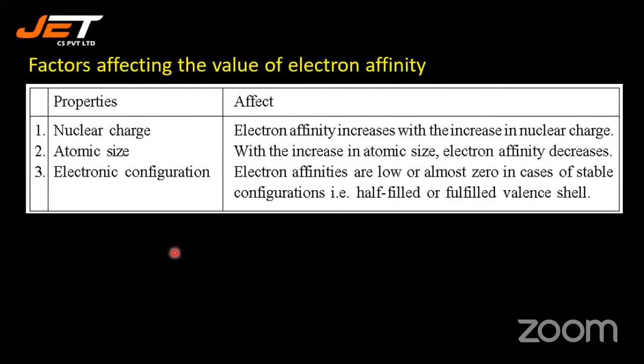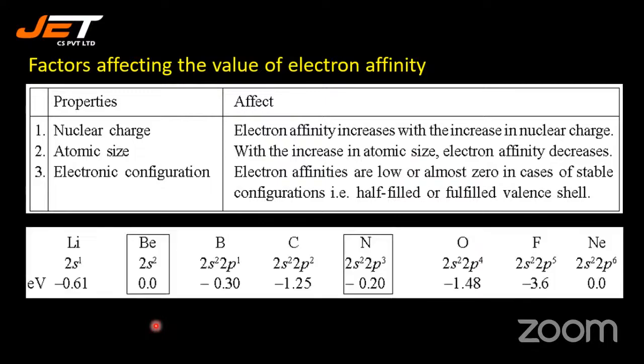So again, as nuclear charge increases, electron affinity increases. As atomic size increases, electron affinity decreases. For electronic configuration, if you are asked to calculate electron affinity for beryllium or nitrogen compared to other elements, it will be low. Because if the atom has a full-filled or half-filled orbital, that value will decrease. See, here nitrogen goes to negative. This value decreases.